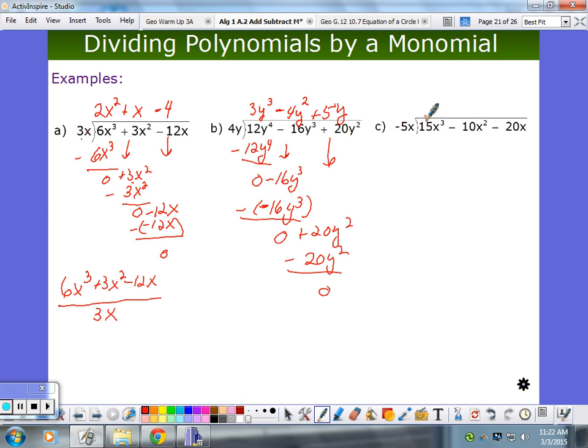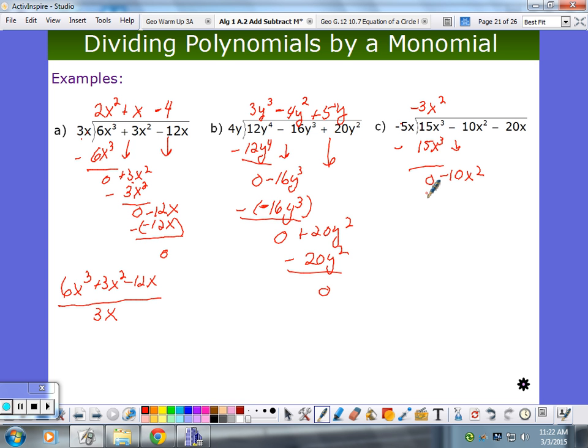So negative 5x into 15x cubed. Well, it's negative 5. I want a 15, so I'm going to need a negative 3 here, right? Yeah. And then x times what is x cubed? Multiply back. You should get the same number. If you don't, you made a mistake up here. Subtract. Bring down this guy.